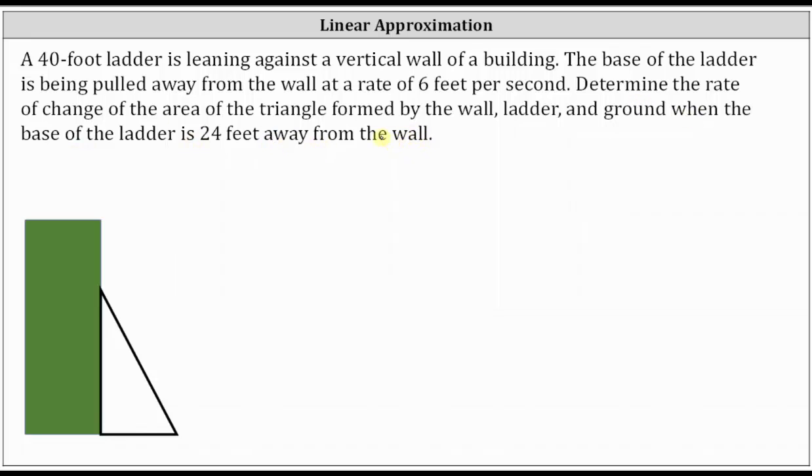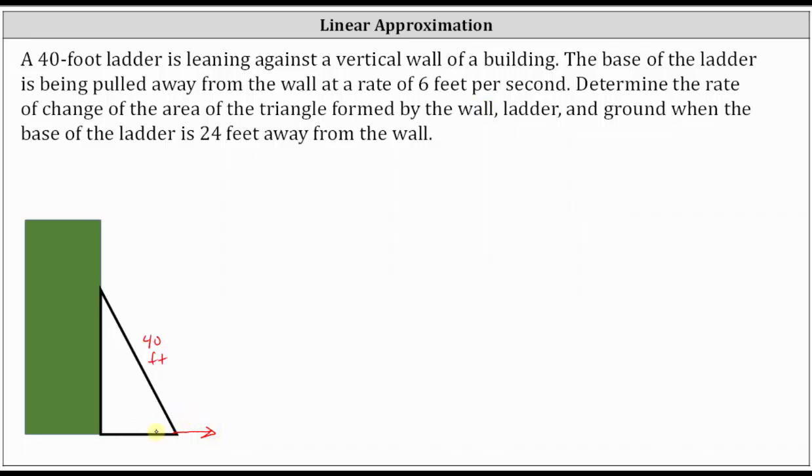So looking at the diagram below, we first know the ladder is 40 feet and the length of the ladder is not going to change. This would be the hypotenuse of the right triangle. Next, the base of the ladder is being pulled away from the wall at a rate of 6 feet per second, which should be in this direction here.